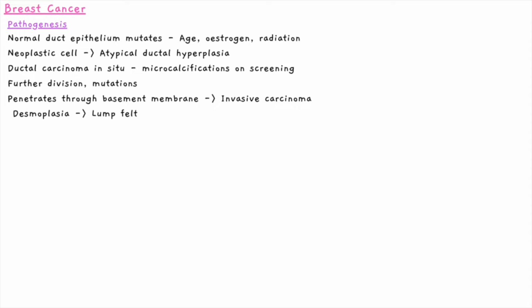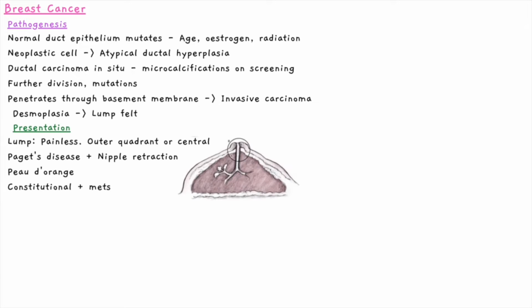progress. But if the cell continues to divide, it leads to a greater chance of accumulating mutations, and eventually it can penetrate through the basement membrane, so it is no longer confined to a specific area, and this is known as an invasive carcinoma. This desmoplasia, or laying down of fibrous connective tissue or collagen, manifests as the lump being felt by a patient. So presentation, as we talked about, the lump, it's often painless.